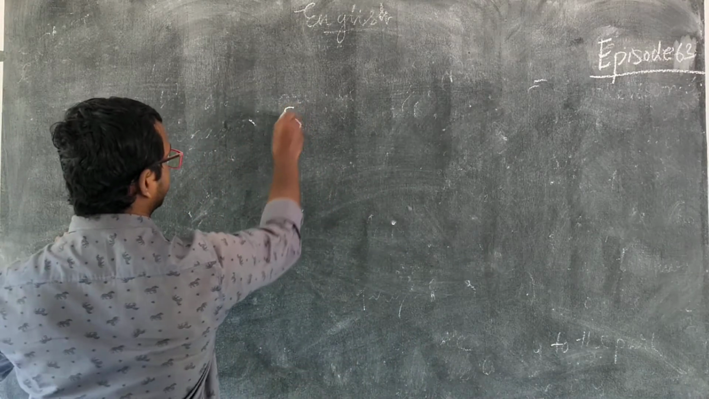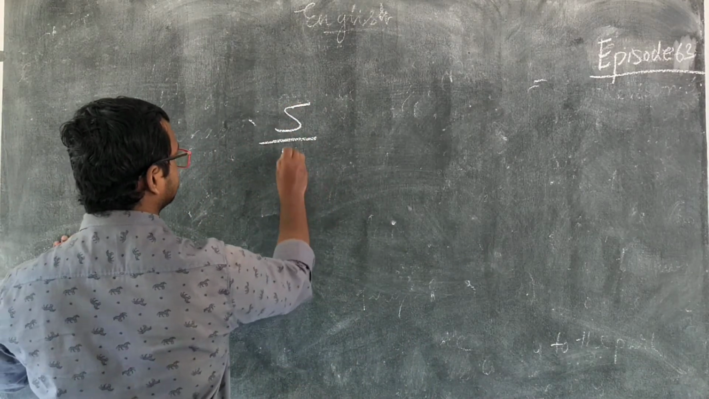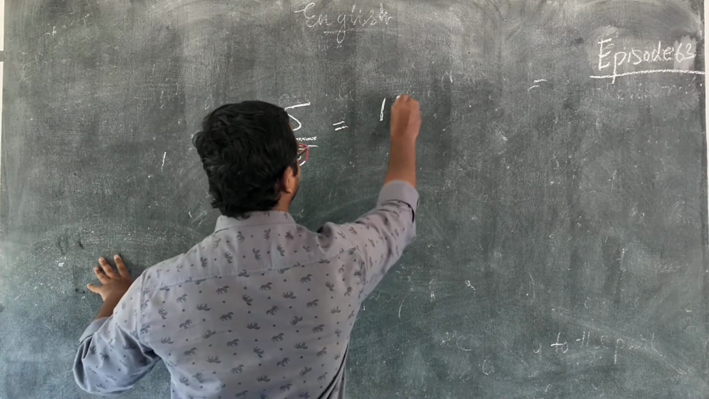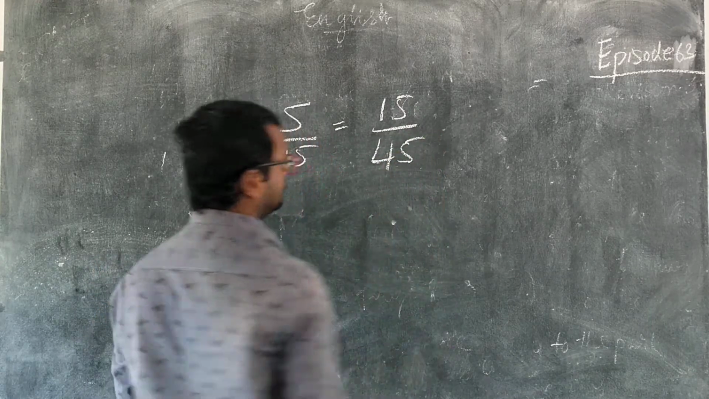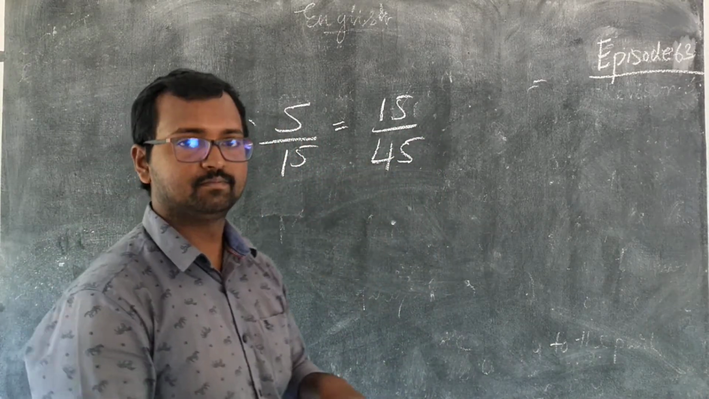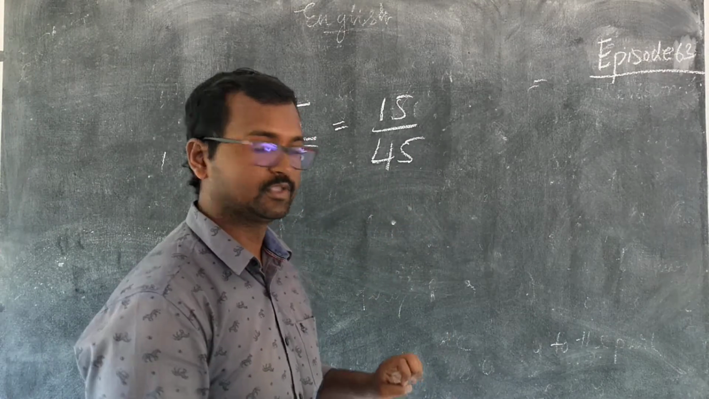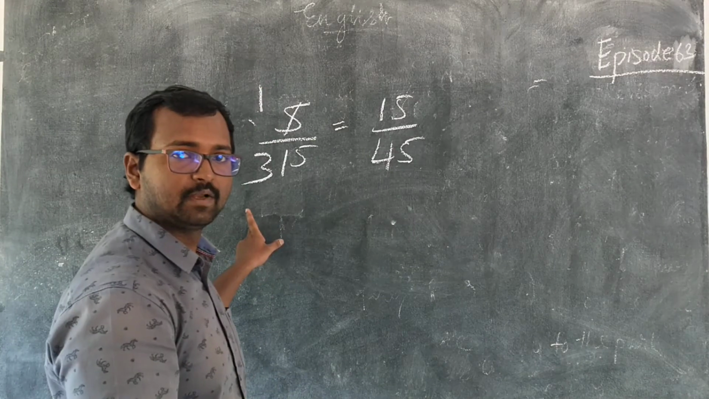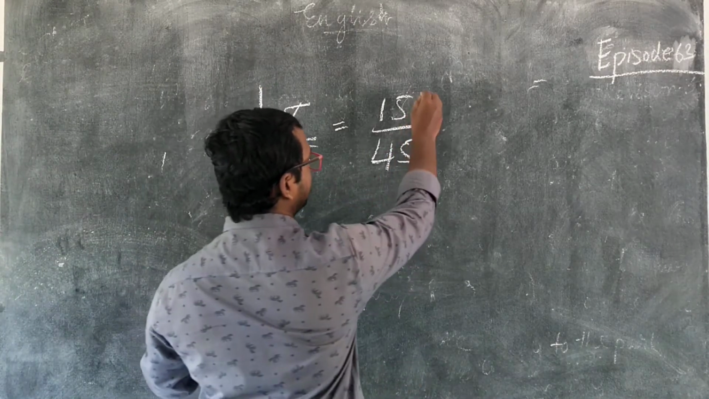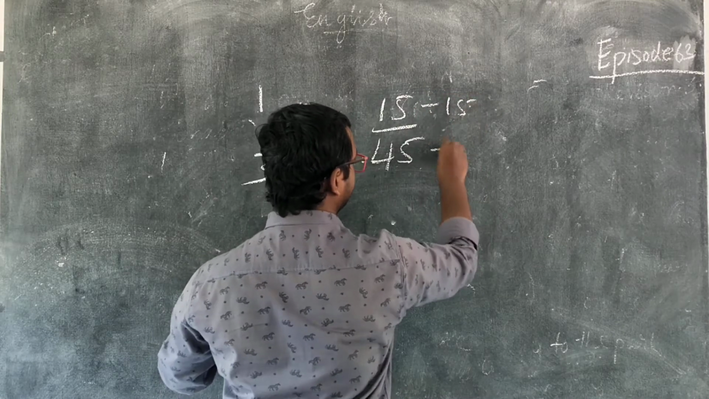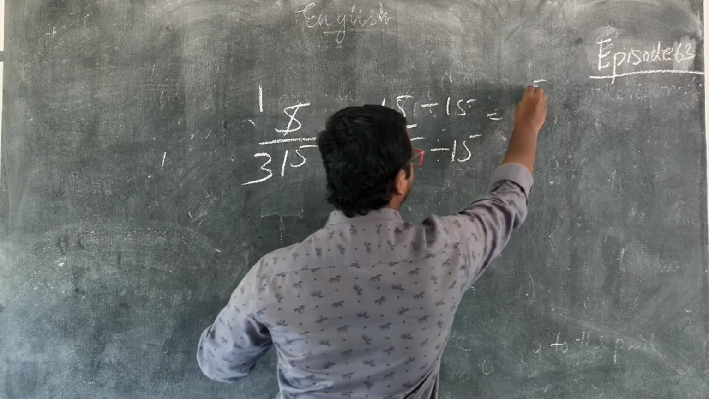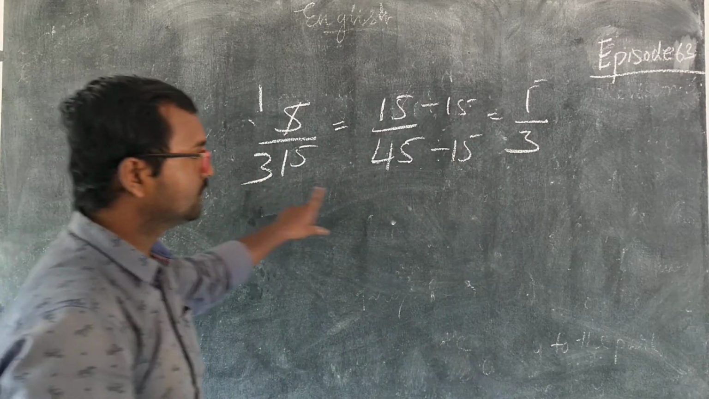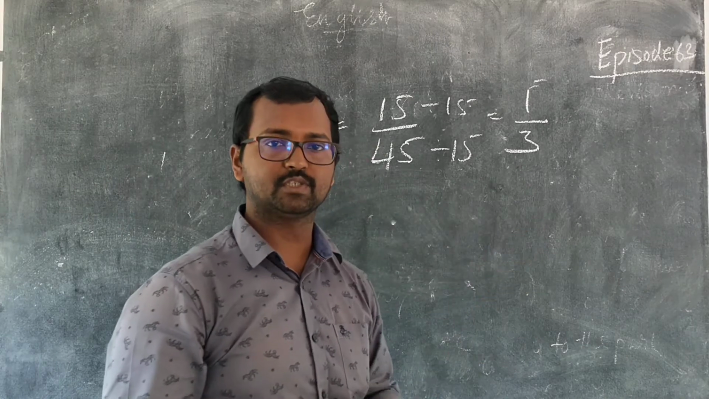See, I am having a number which is 5 by 15. I am saying these two numbers are in direct proportion. How? See, 5 by 15 is 1 by 3. So the answer is 1 by 3. Here see 15, 45, if you divide both with 15, we will get 1 by 3. So here also we are getting 1 by 3, here also we are getting 1 by 3, which means they are in proportion, they are equal.